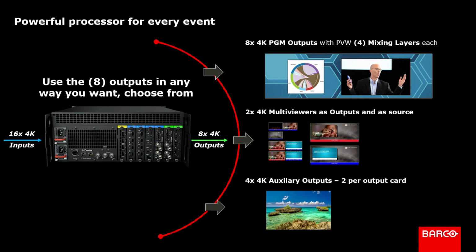So speaking of the value of an Encore 3, here's a small little slide that can give you your potential, what you could get from an Encore 3 in the standard configuration: 16 4K inputs, 8 4K outputs. Those could be a mix and match of up to 8 program outputs, or reduce the amount of program outputs, increase the amount of layers on those program outputs, like we saw on a previous slide. Additionally, we can do 2 4K multi-viewers as outputs and as sources.